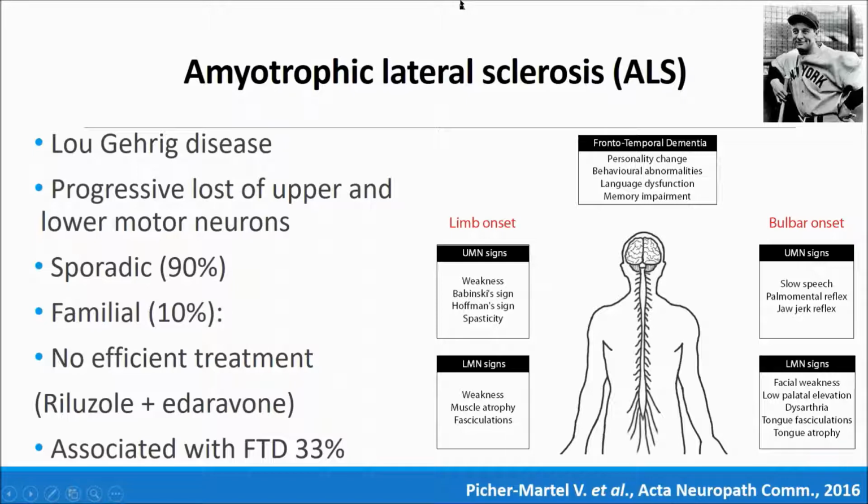There are also about 30% of the cases of ALS which are associated with frontotemporal dementia. In that dementia, we can see behavioral abnormalities or personality change.